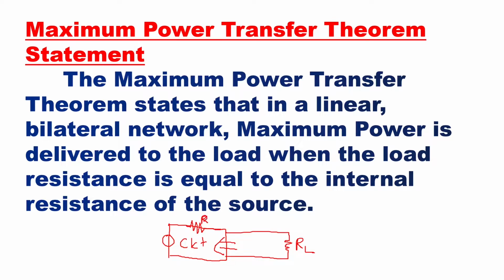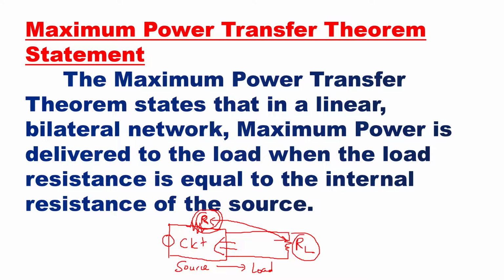Now if this equivalent resistance of the circuit becomes equal to the load resistance, in that condition only, whatever power is delivered from the source to the load will be maximum. The maximum power will be delivered only when the effective resistance of the circuit, or the effective resistance of the source, is equal to the resistance of the load. So this is the case for the maximum power transfer theorem.